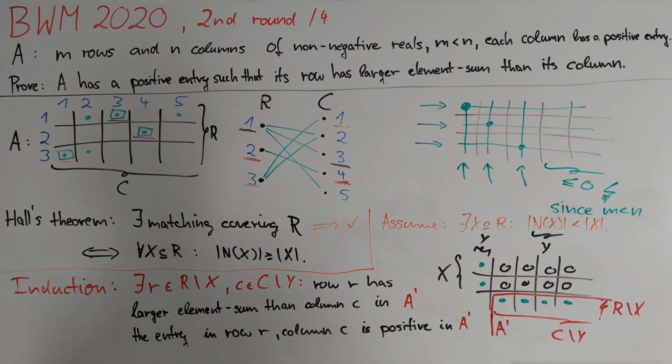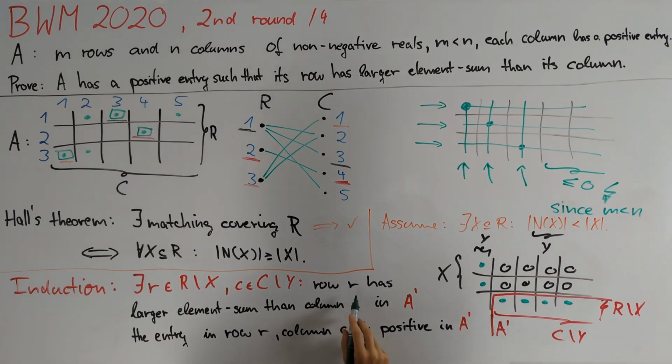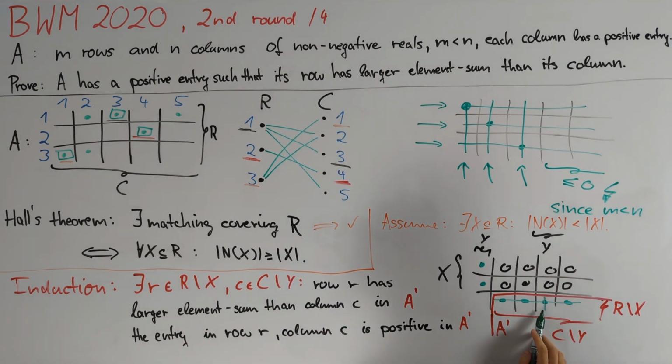Now the main claim to finish the proof is that the entry that we find in our table A prime, which I denoted with row R, column C, doesn't only fit the necessary constraints inside table A prime, but also in A. So we should check that row R has larger element sum than column C in the table A. We know by induction that this positive entry has smaller column sum than row sum in A prime. Now its column sum in A is the same as that column sum in A prime, because all of those entries are 0 since those columns are not contained in N of x.